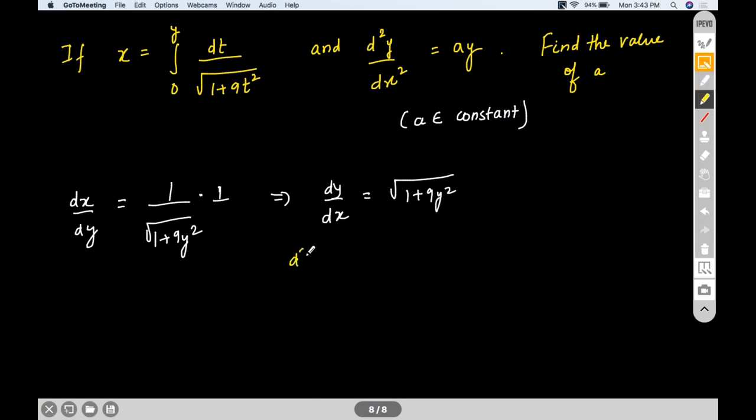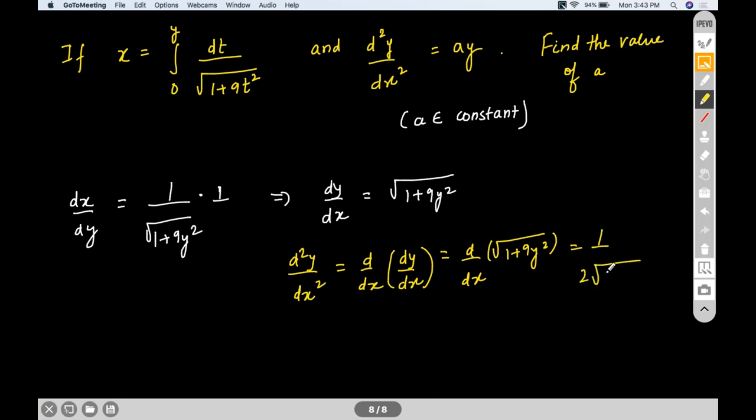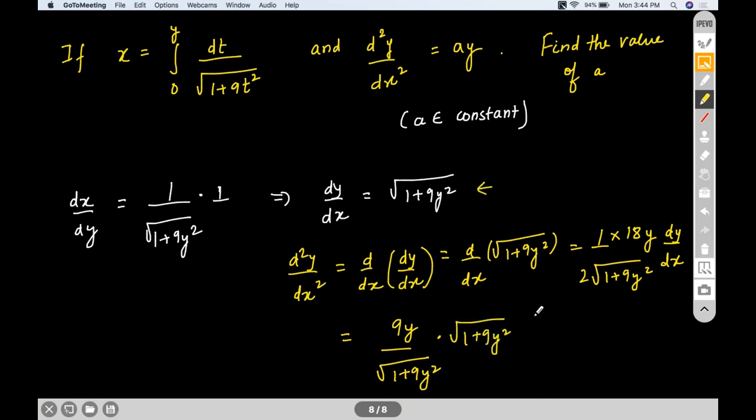Now, d2y by dx square means you have to differentiate dy by dx again with respect to x. We can all do that because it's a simple cakewalk. That's going to be 1 by 2 under root of 1 plus 9y square into the derivative of 9y square with respect to x, which is 18y dy by dx. Simplifying further, it becomes 9y into dy by dx. As you can see, dy by dx is already under root 1 plus 9y square, so this and this get cancelled, giving you the answer as 9y. If you compare this with ay, your a is nothing but 9. Absolutely correct, guys. Hope you are finding this concept more familiar.